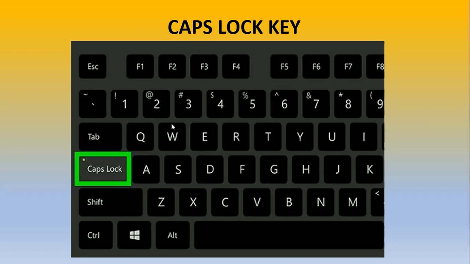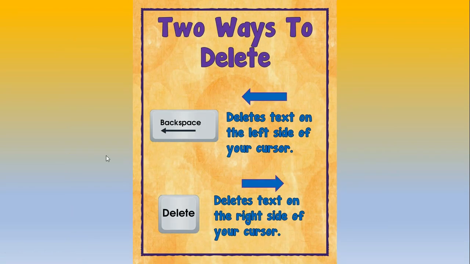See here, here is the caps lock key on the keyboard. It is marked with green color. There are two ways to delete characters. Two keys are there on the keyboard to delete the text or numbers. The first key is backspace and the second is the delete key.